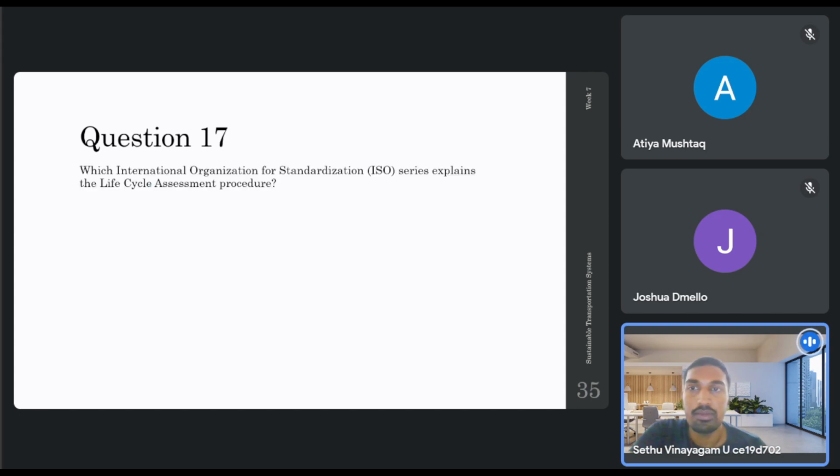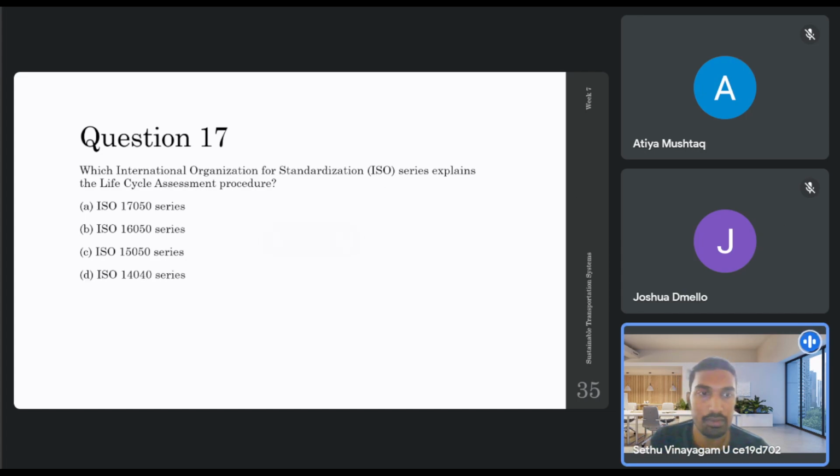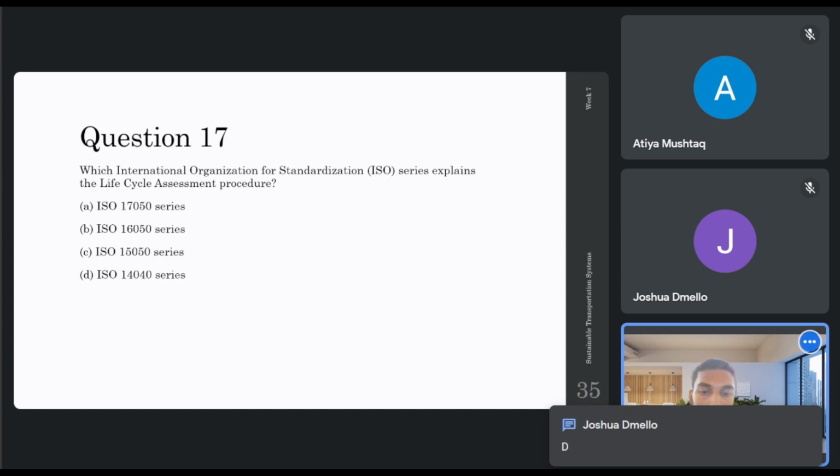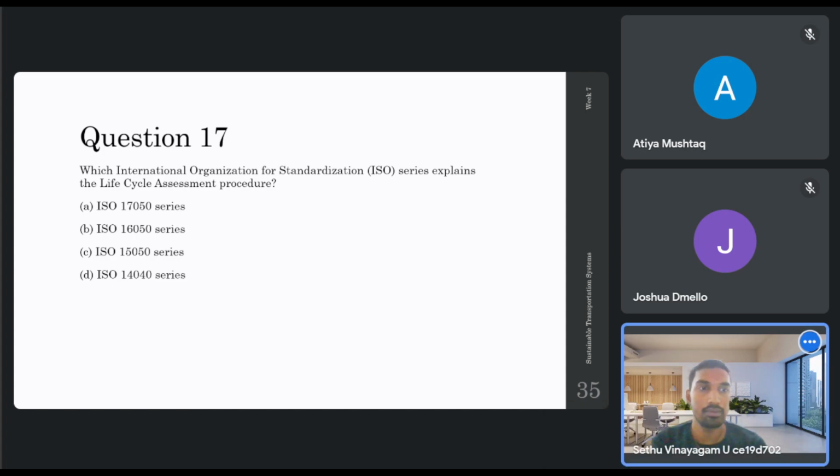Okay, question number 17 is, which International Organization for Standardization ISO series explains the life cycle assessment procedure? So option A is ISO 17050 series, option B 16050, option C 15050, and option D 14040 series. Okay, so we have one vote for D.